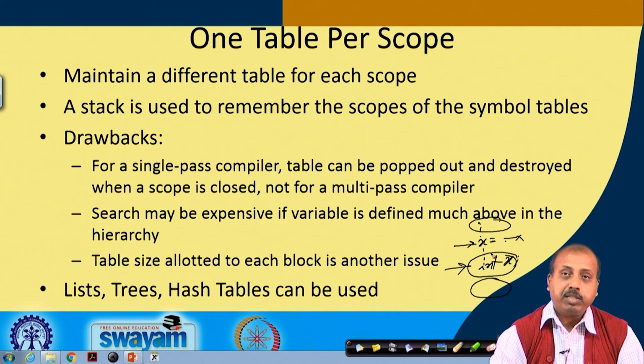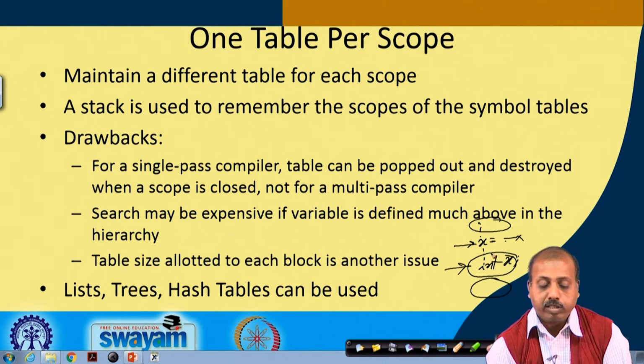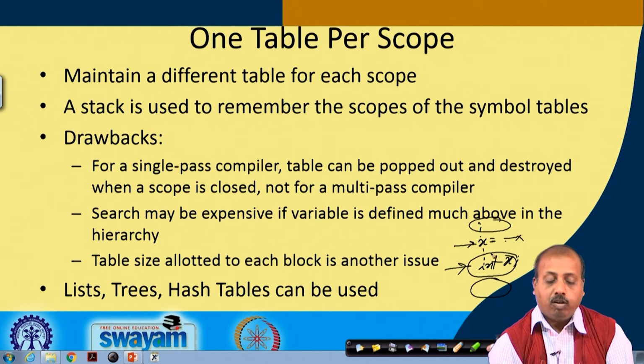In case of a single pass compiler, as soon as we are through with a procedure, we can forget the corresponding symbol table. It can be popped out and destroyed. However, in a multi-pass compiler that is not the case, because now we have to remember all the individual symbol tables that we had made. As a result, search may be expensive if a variable is defined much above in the hierarchy.